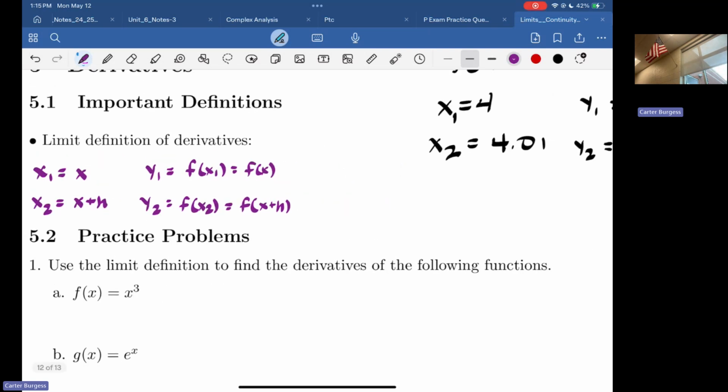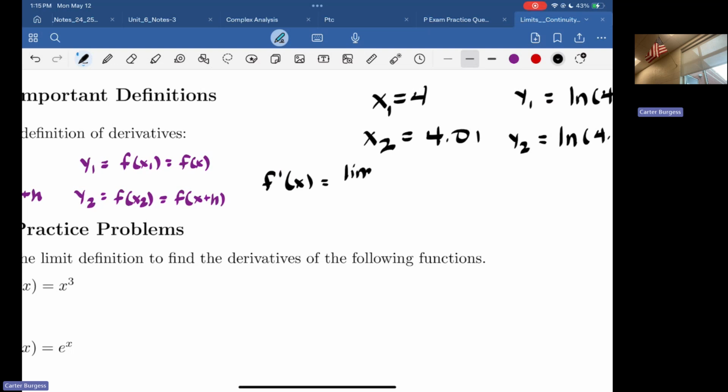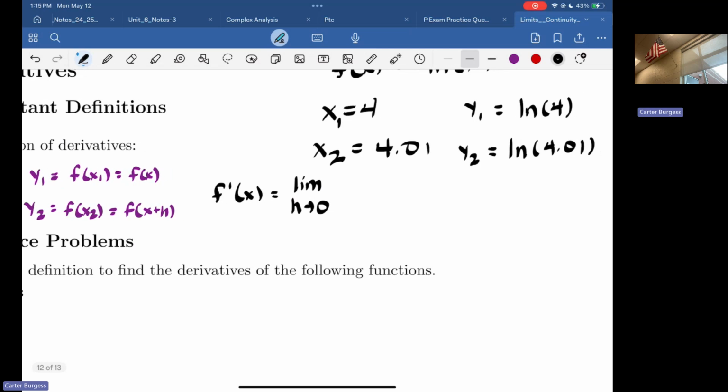And so our derivative, which we denote as f prime of x, is going to be the limit as h approaches 0 of our slope, y2 minus y1, which we say is f of x plus h minus f of x, over x2 minus x1, which you can, if you want to, think of as x plus h minus x. But how is this always going to simplify? Yeah, it's just going to leave behind an h, right? Because the x's are going to cancel.